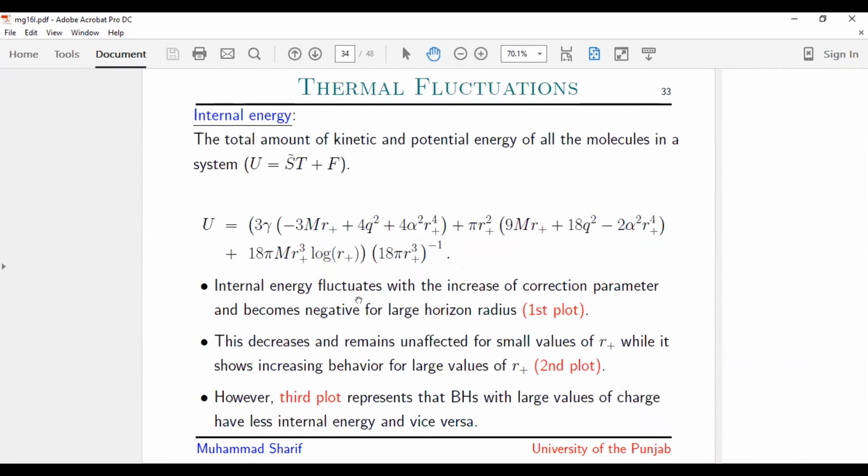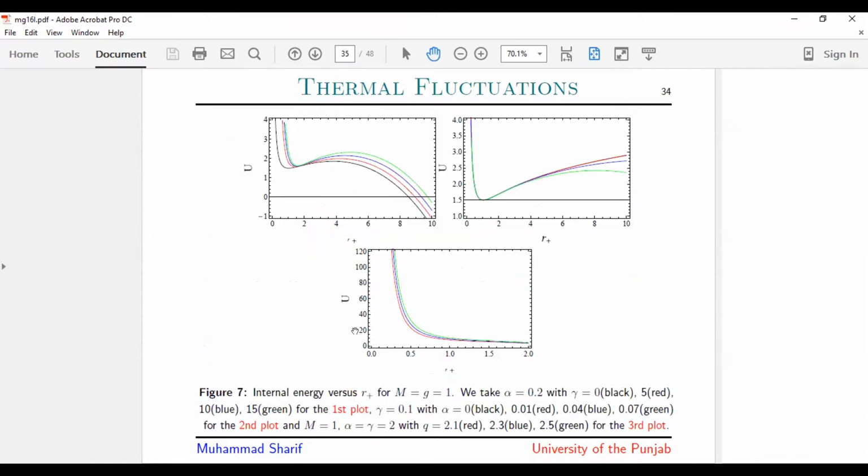And then there is the internal energy. This is the total amount of kinetic and potential energy of all the molecules in a system. Again, replacing the value of S tilde and F, we obtain this quantity. Here we see that internal energy fluctuates with the increase of correction parameter and becomes negative for large horizon radius. And this is obvious from the first graph.